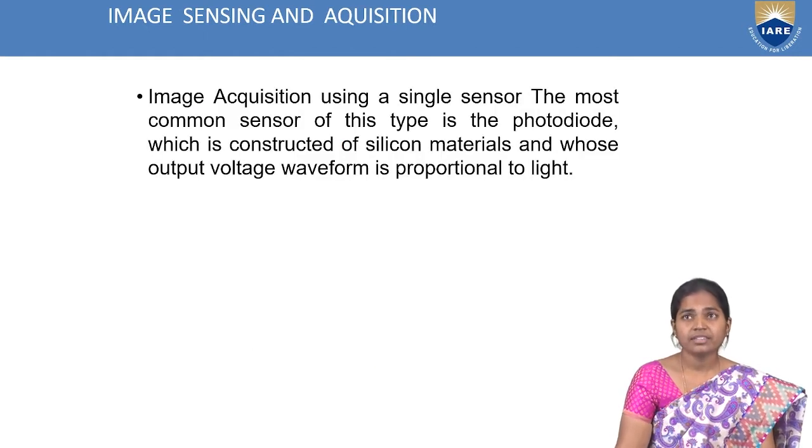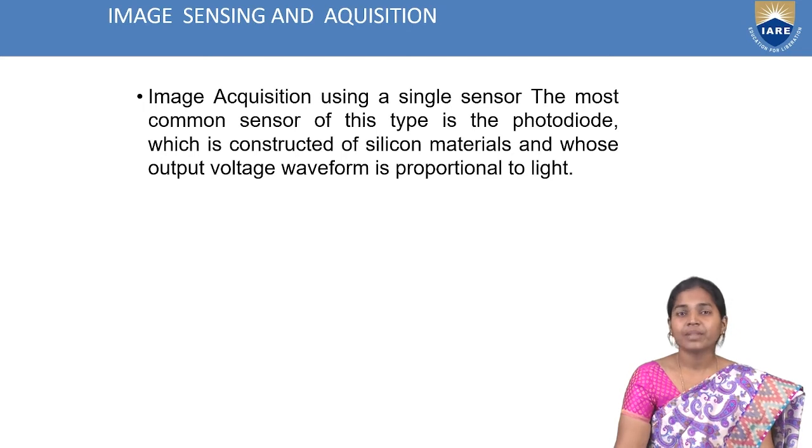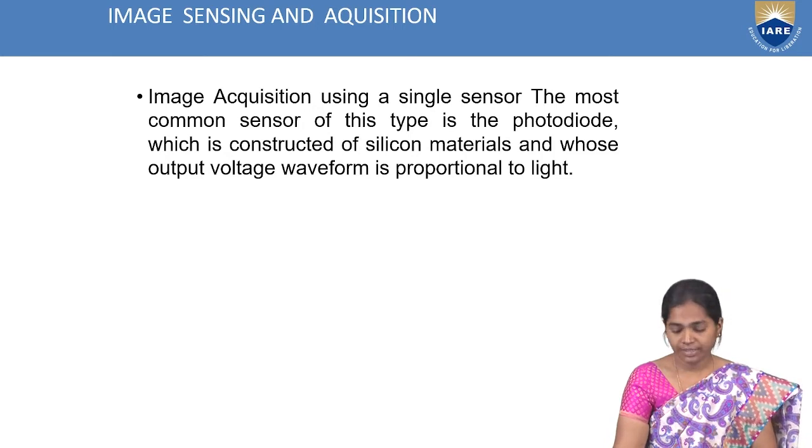Here is image acquisition using a single sensor. The most common sensor of this type is a photodiode. A photodiode converts the light energy into electrical form. It is made of silicon material, and its output voltage waveform is proportional to light.